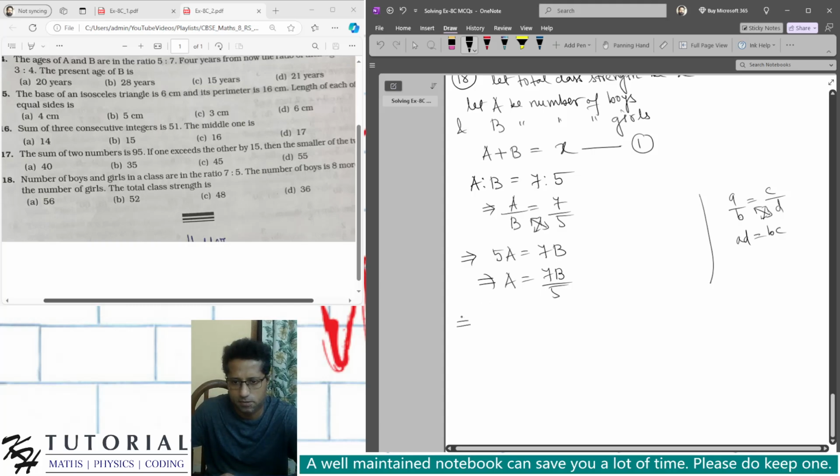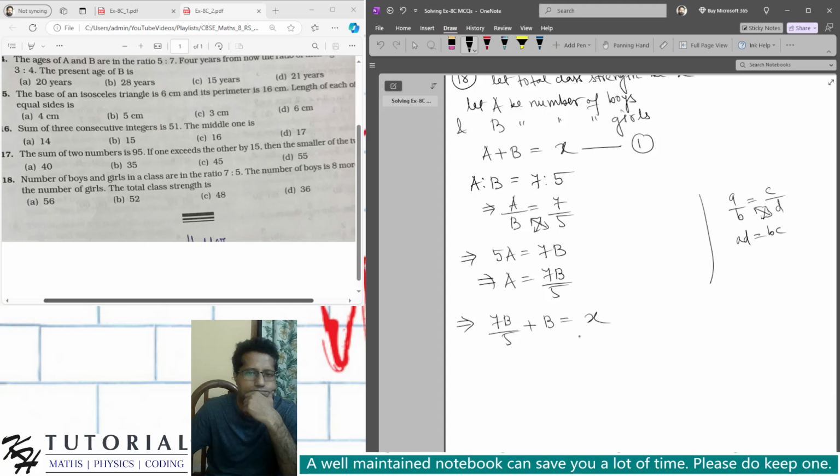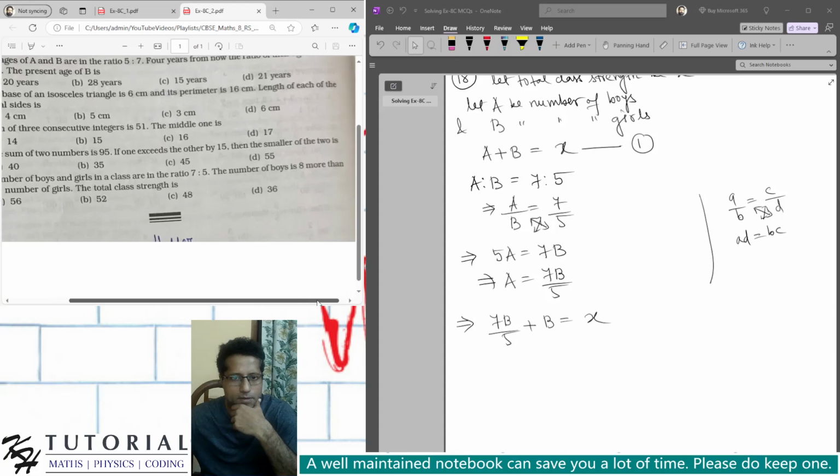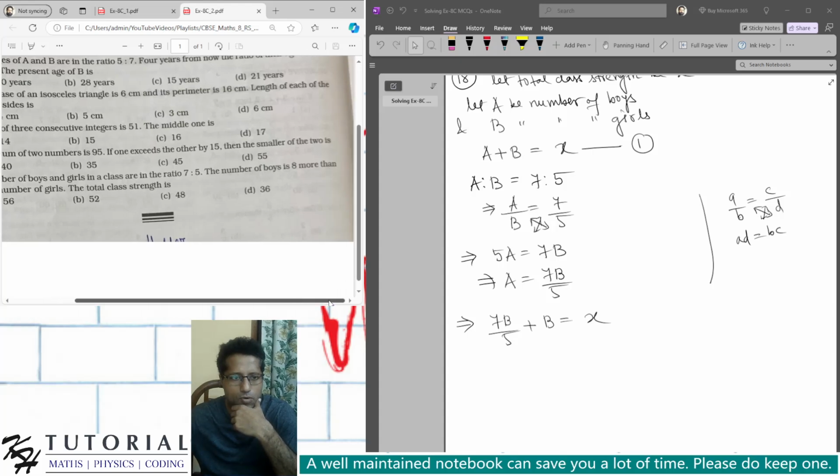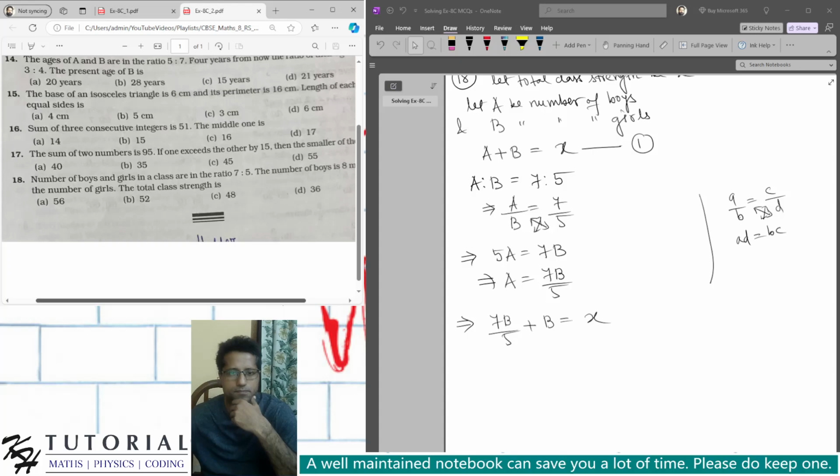So this implies that 7B by 5 plus B is equal to x. The number of boys is 8 more than the number of girls.